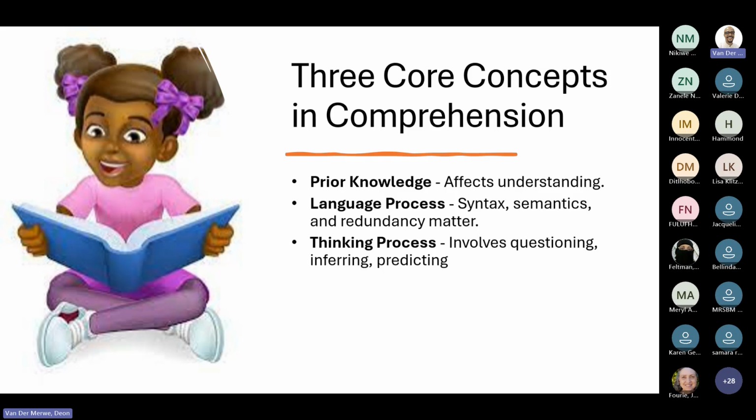So the three core concepts in reading comprehension that we also need to be mindful of is what learners already know, which I have emphasized, that matters quite a lot, because if they don't have enough background information, they won't understand the text, even if they can read the words.